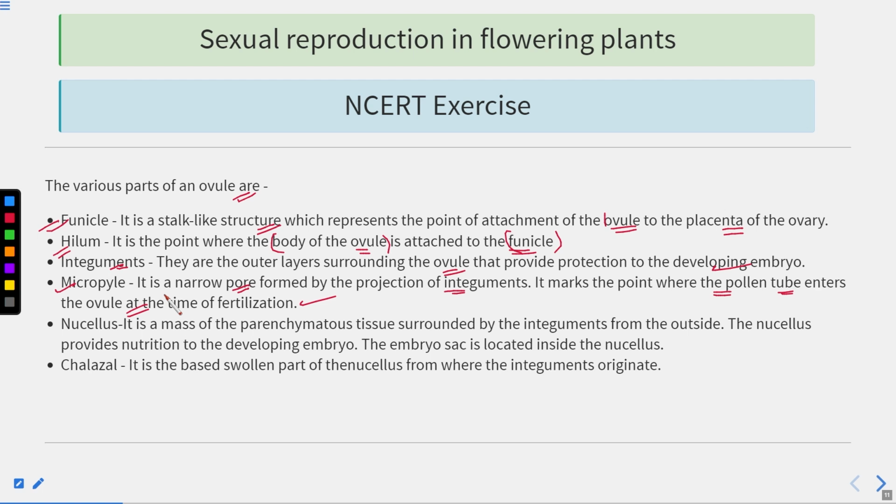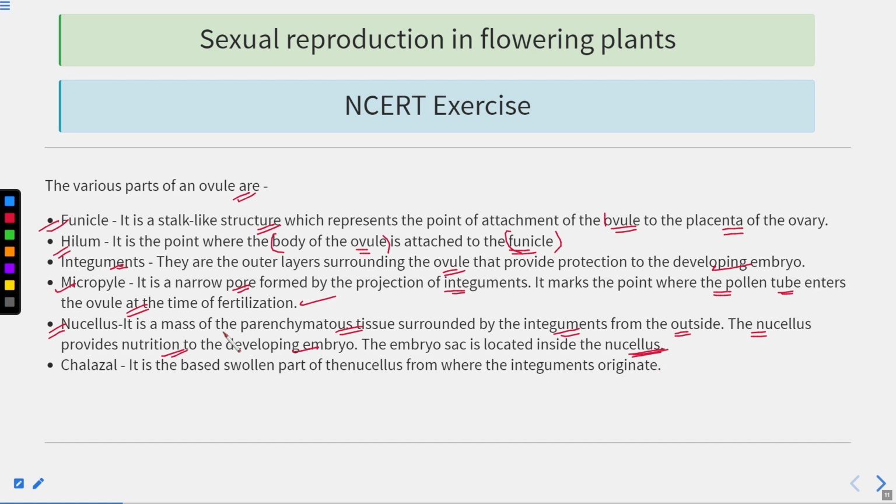Then after entering into the embryo sac, it will release its contents, which are the two male gametes, into the synergids. Clear? Now next is the nucellus. It is the mass of parenchymatous tissue surrounded by the integuments from the outside. Nucellus provides nutrition to the developing embryo, and the embryo sac is located inside the nucellus.